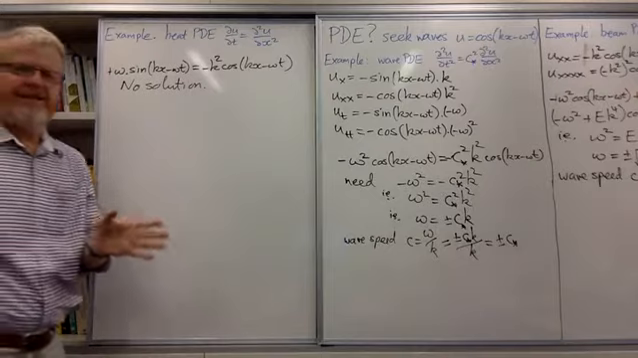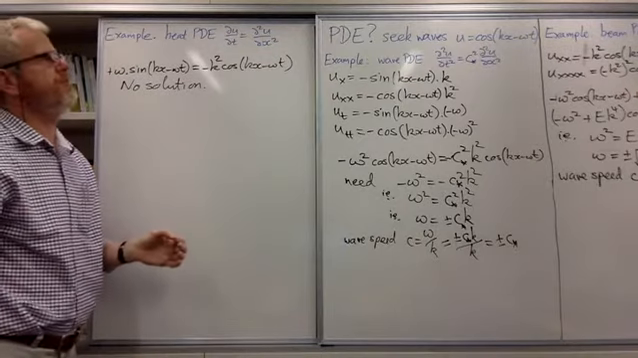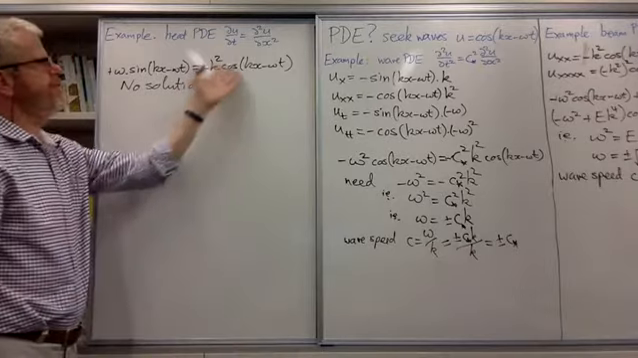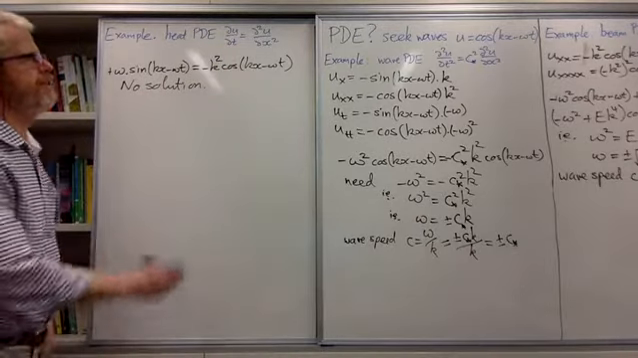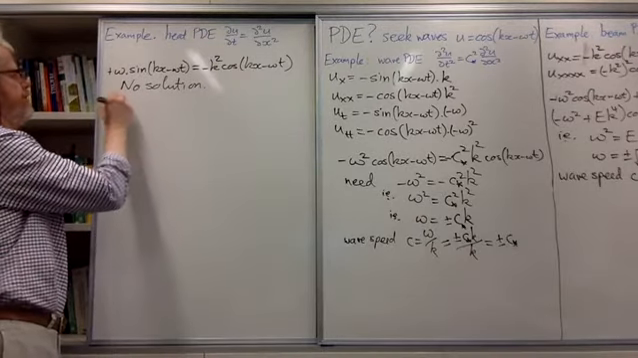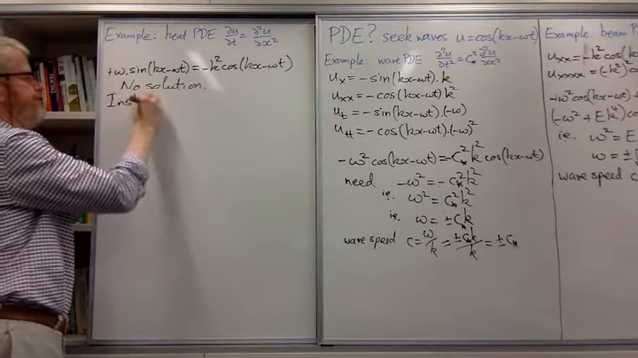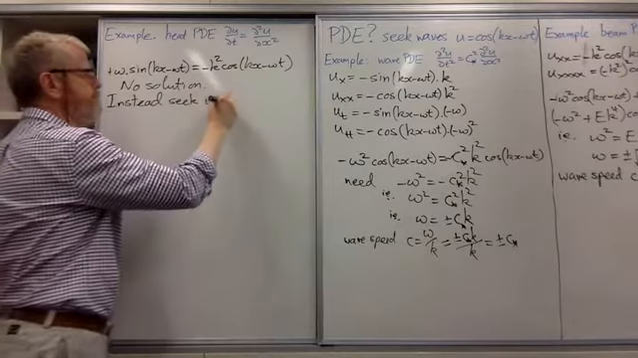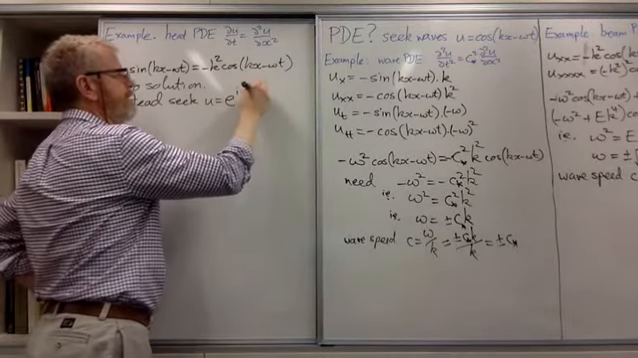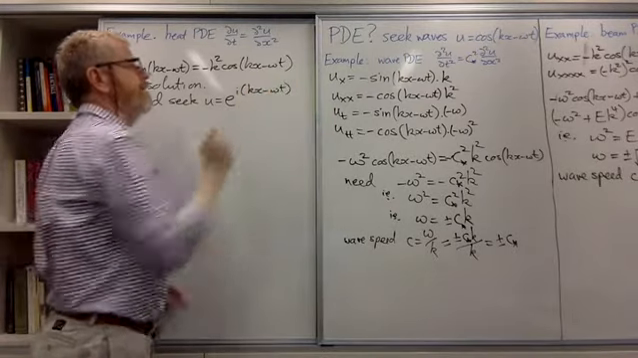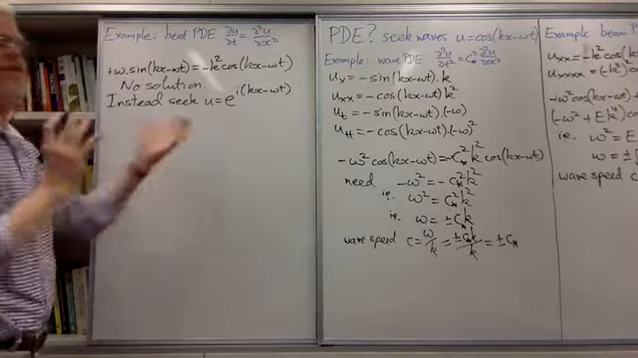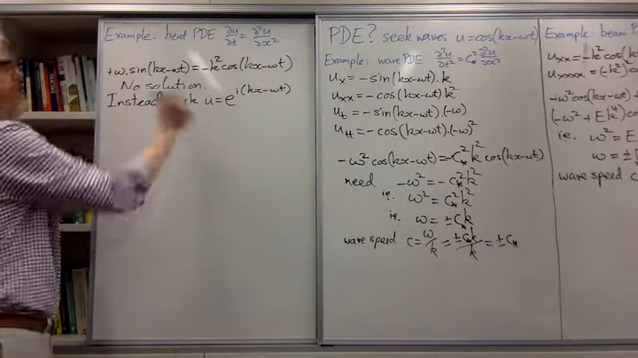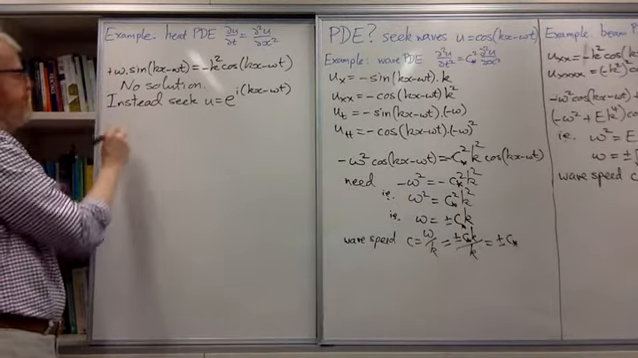Now, I maintain looking for complex exponential solutions is a better thing to do. So when the cosine fails, try those. Right, so here, instead, we will seek u is equal to e to the i kx minus omega t and see what that tells us. See if it can find waves. Okay, for complex exponentials, it's very similar.